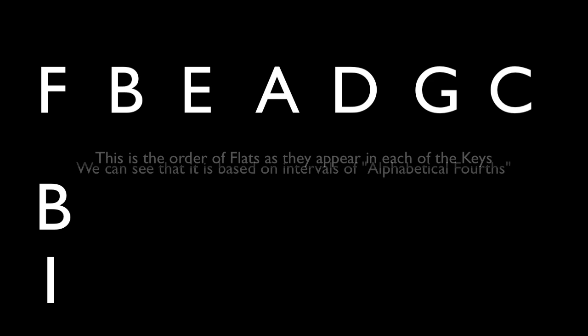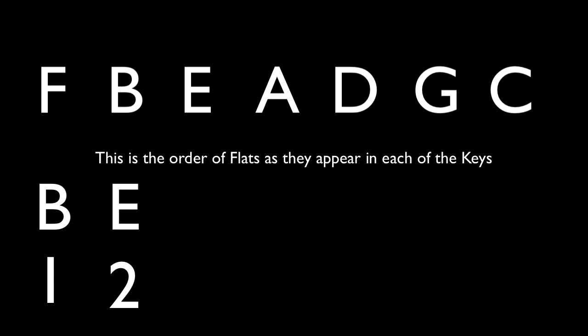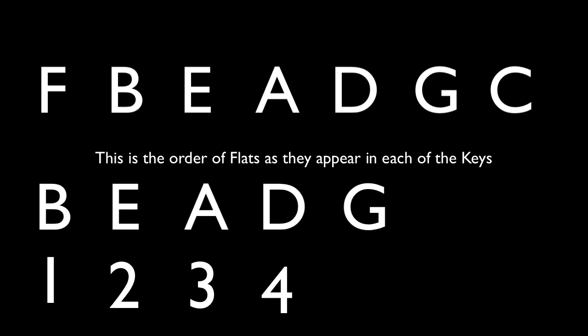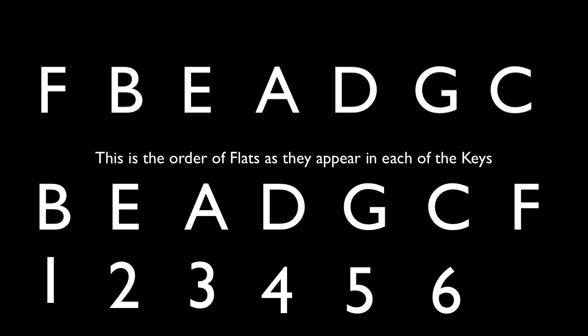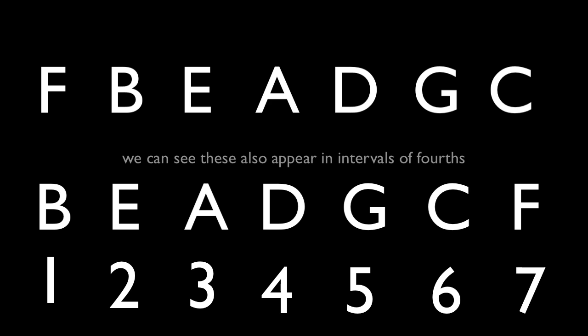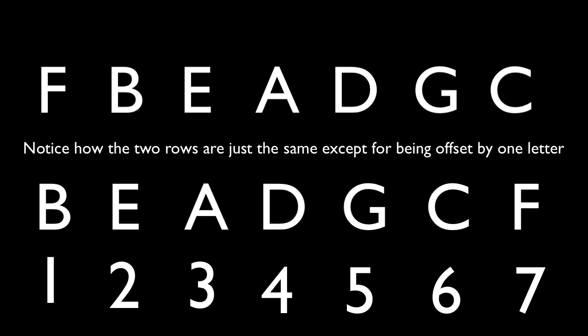So the flats appear in order of fourths. So B to E, E to A, A to D, D to G, G to C, and C to F finally. So that's the important pattern here. And you can see what's important is that you look at these two rows and it's just offset by one letter. Really the key to this is learning BEAD, G, C, F as a mnemonic to remember fourths, but we'll talk about that a little bit more in a minute. But just notice how it's just the same thing but offset by one letter.